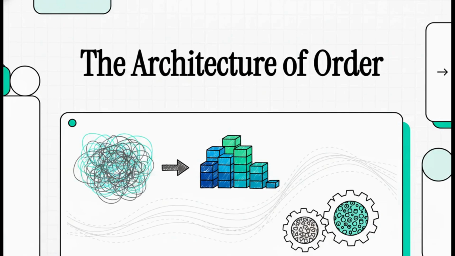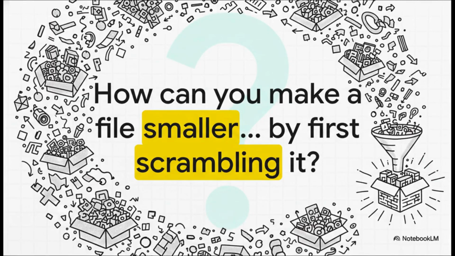Welcome to The Explainer. Today we are diving into a really fascinating paradox that sits right at the heart of computer science. And it's a concept that kind of seems to defy all common sense. I mean, it sounds completely backwards, doesn't it? It's like trying to organize a messy room by first throwing everything on the floor.